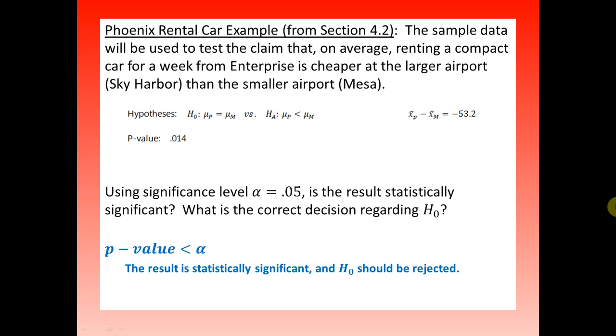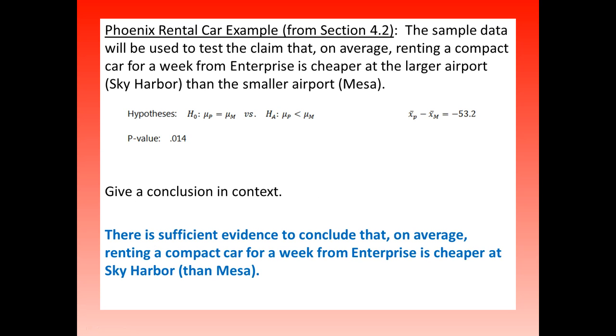Another Section 4.2 example, the rental cars at Phoenix airports, we had a p-value of 0.014. That is less than 0.05, so we do have a statistically significant result this time, and the null should be rejected. For a full-fledged conclusion with context, now that we're rejecting the null, essentially we can say that there was enough evidence to do so. Like it says toward the bottom of the screen, there is sufficient evidence to conclude that, on average, renting a compact car for a week from Enterprise is cheaper at Sky Harbor, as opposed to the smaller Mesa Airport.